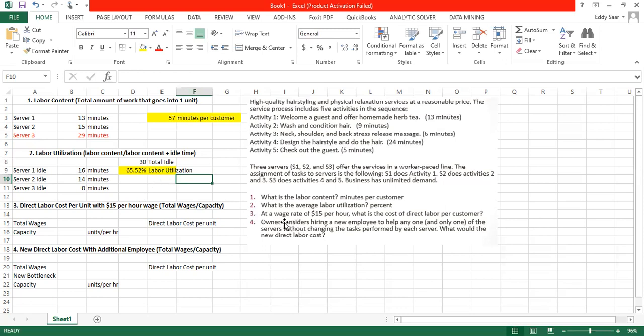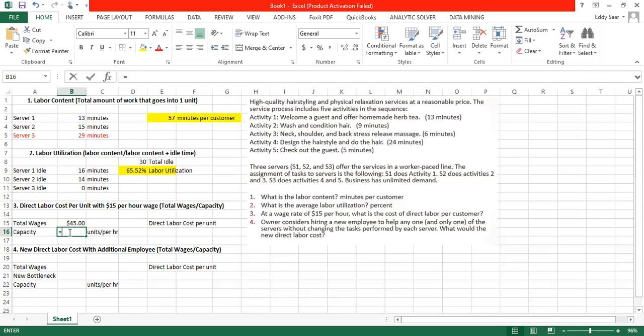The third question they ask is, at a wage rate of $15 per hour, what is the cost of direct labor per customer? The direct cost of labor is the total wages divided by the capacity of the process. Because we have 3 servers getting paid $15 an hour, our total wages per hour are $15 times the 3 servers. That's $45 an hour. The capacity is going to be 60 minutes in an hour divided by our bottleneck.